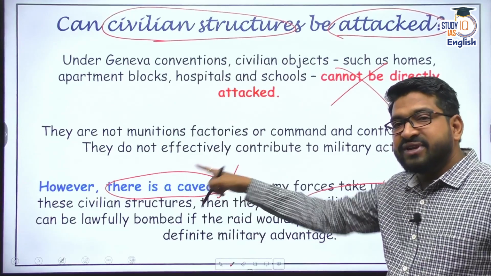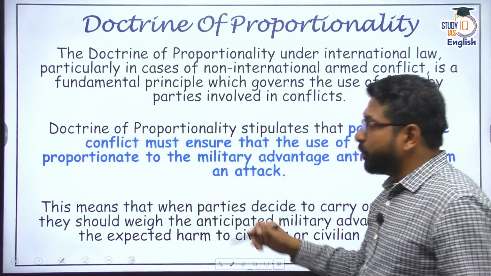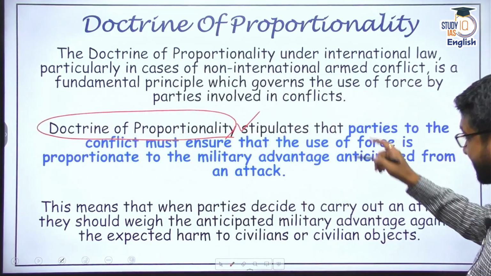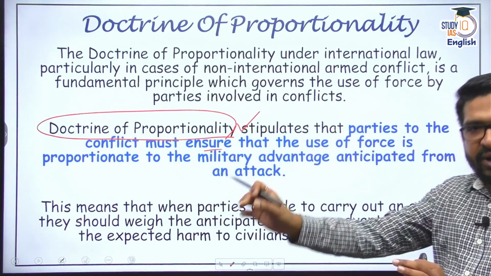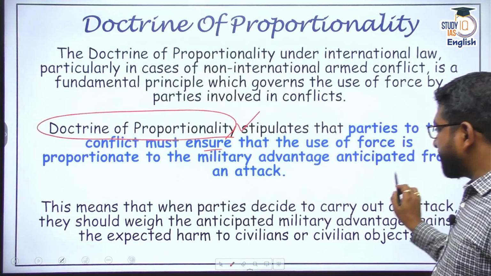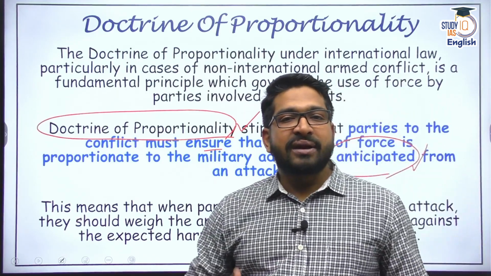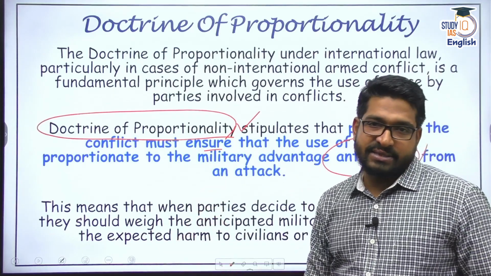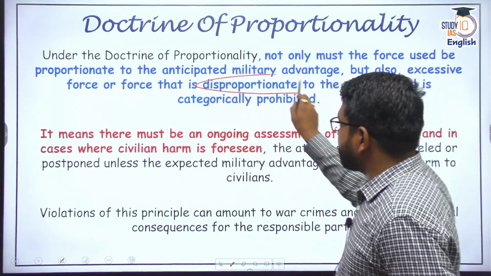But if these civilian structures are being used for military actions by the other party, then you must follow the doctrine of proportionality in attacking the civilian structures. It stipulates that parties who are in conflict must ensure that whatever power or ammunition you use for your military advantage, you must anticipate the damage out of it. That means the collateral damage to the civilians must be assessed before carrying out attacks. That means you cannot attack indiscriminately. You cannot use disproportionate power.